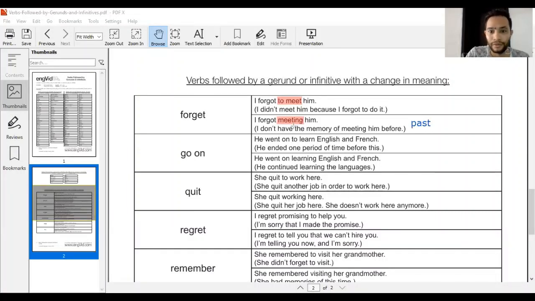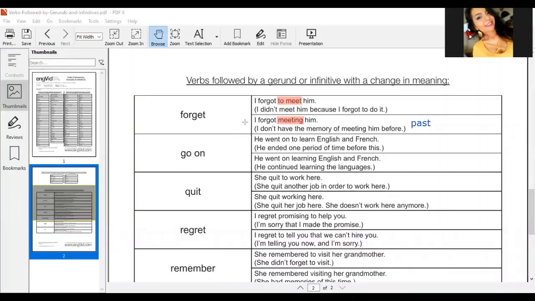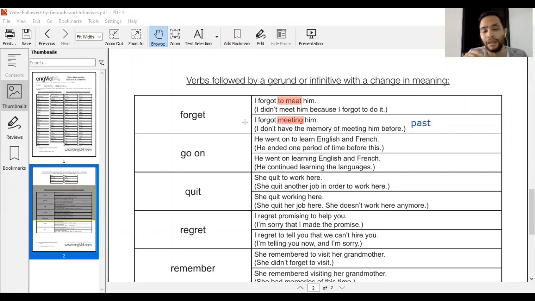Now, maybe a little difficult to understand. Clear so far? Is this clear, guys? Yes. All right, this may be a little tricky, but you need to practice this a lot.